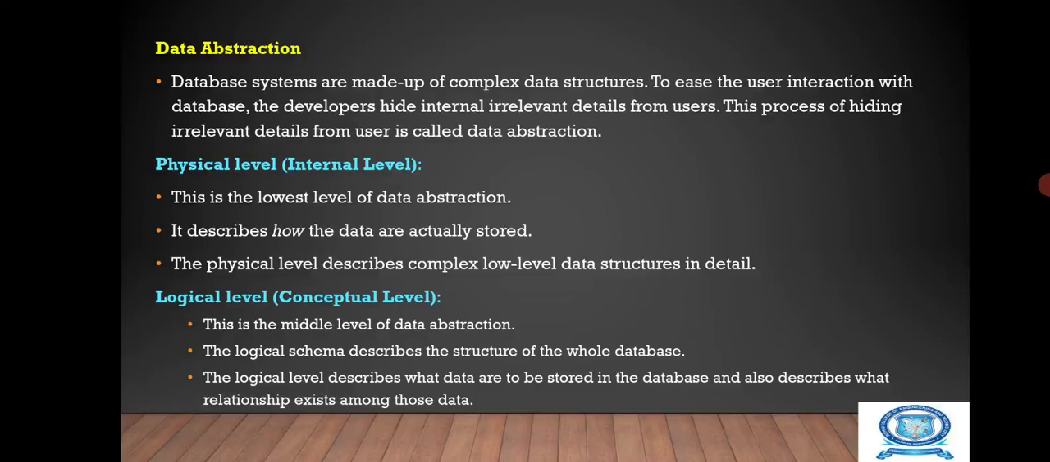Physical level of abstraction, it is called the internal level. So this is the lowest level of data abstraction, and it describes how the data are actually stored. The physical level describes the complex low level data structures in detail.